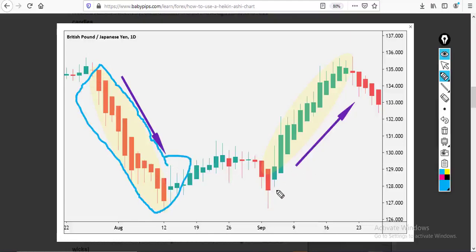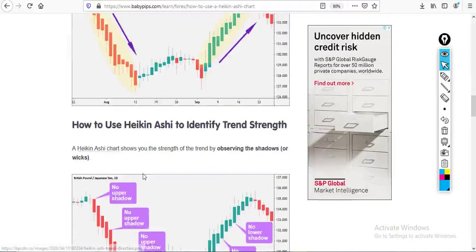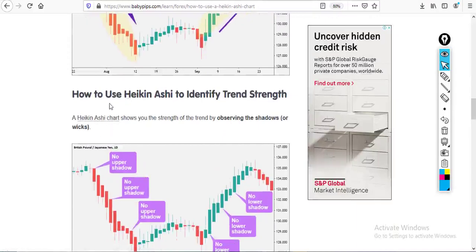Does the color really matter? No, not really, because you can use any color of your choice. On the other way around, when the candles are pushing to the top side, and if you look very well, you see no wicks to the bottom. That shows that we are in a very strong uptrend. So that is how you use the Heikin Ashi to identify trend direction. How to use the Heikin Ashi to identify trend strength?